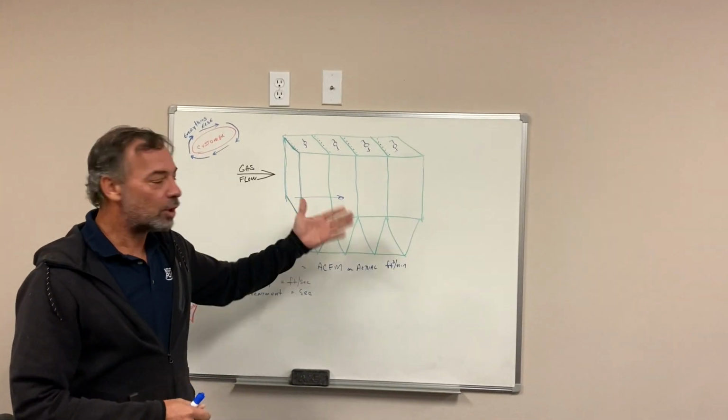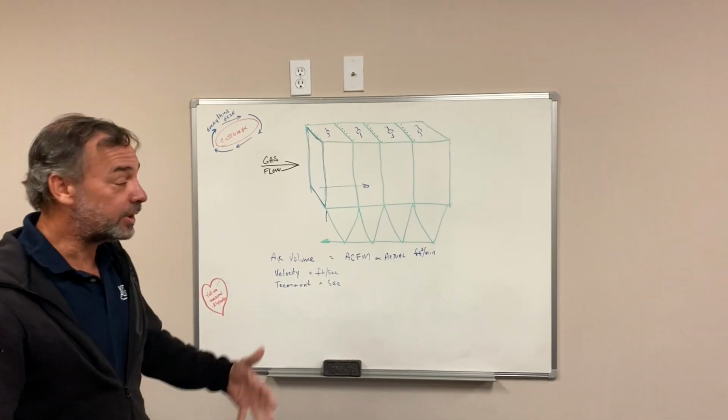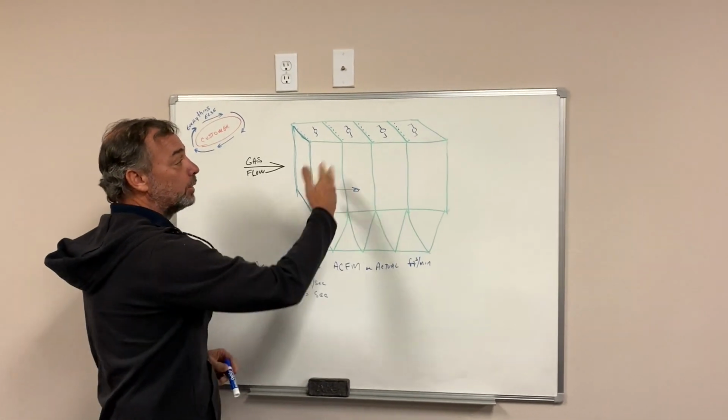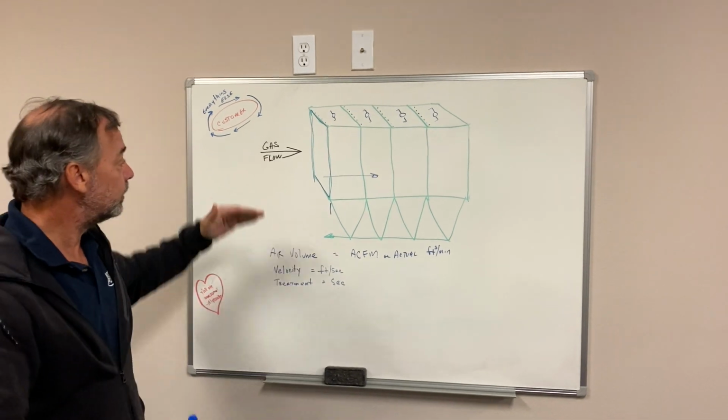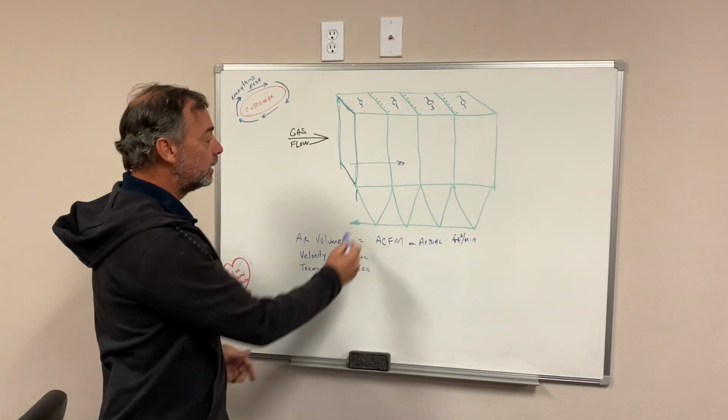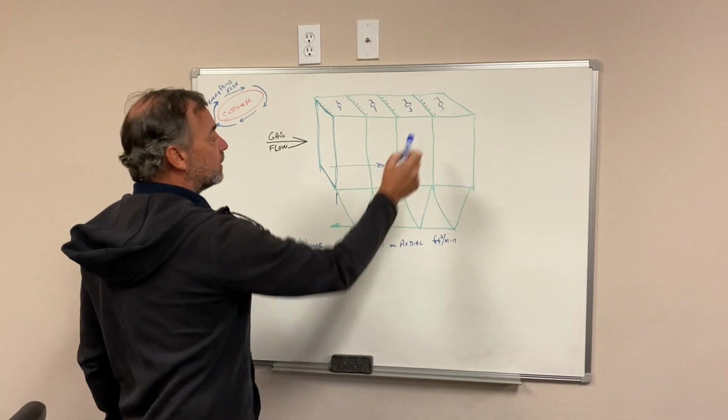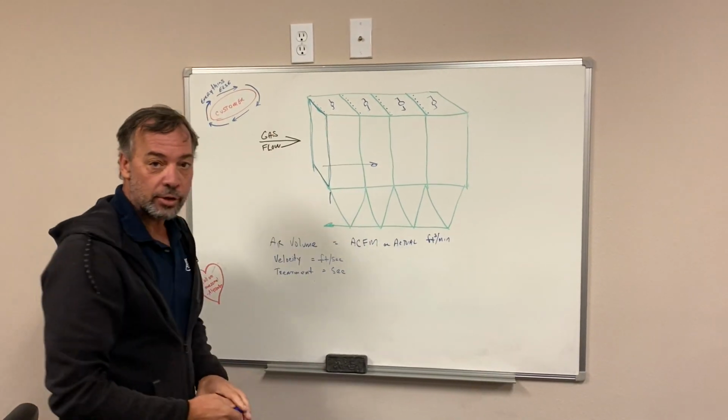So I've got a little bit of a drawing here. This is a precipitator. I just kept it simple. This is just 4 fields, single chamber or what have you. Gas flow is coming across, hoppers at the bottom, TR sits at the top, and you have a collection zone.